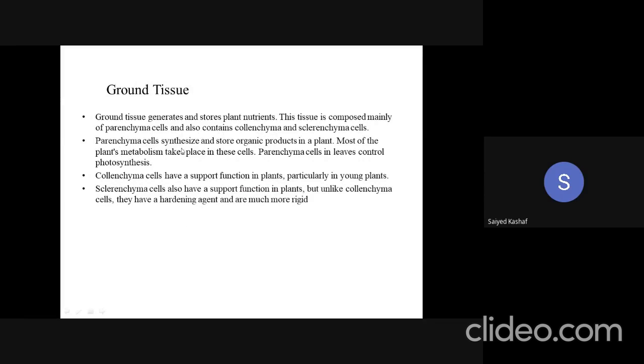These parenchyma cells synthesize and store organic products in plants, and most of the plant metabolism takes place in these cells. We have already discussed this, so that's why I didn't include an image again here. We will just read this. The parenchymatous cells in leaves control photosynthesis. The collenchyma cells have a support function in plants, particularly young plants, because collenchyma cells give flexibility to the plant. The third one is sclerenchyma cells. It also has a support function in plants, but unlike collenchyma, they have a hardening agent and are more rigid cells.